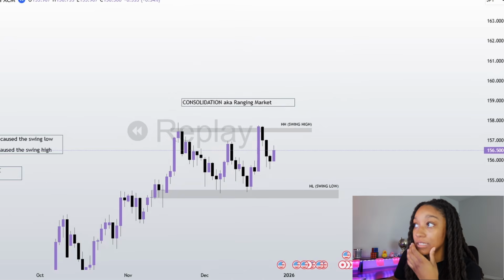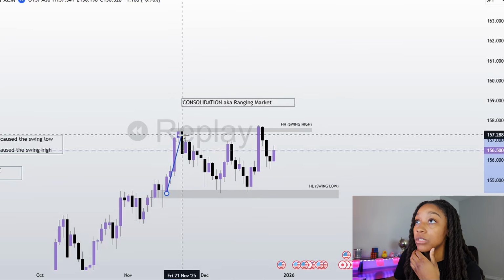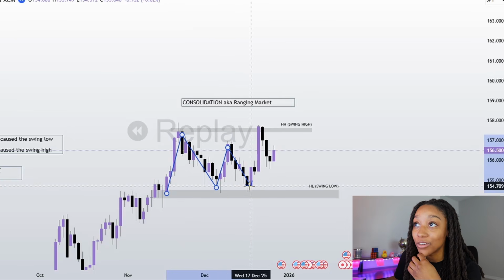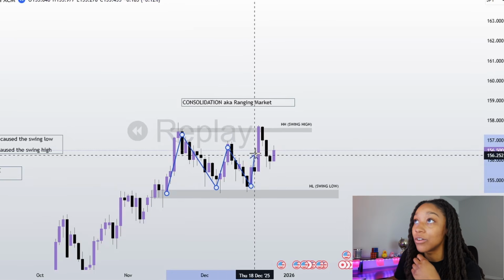Why? Because the price is ranging between these points, right? We are not breaking any swing highs, not breaking any swing lows. You want to be careful right here. You don't want price to fake you out in this instance.